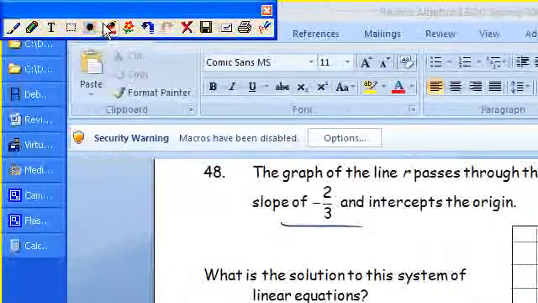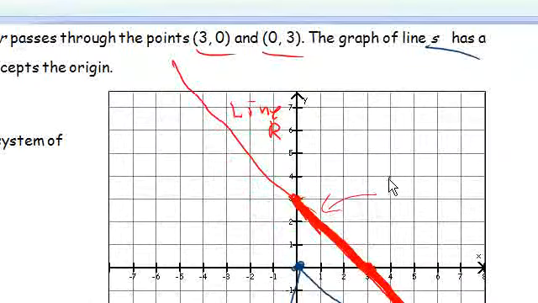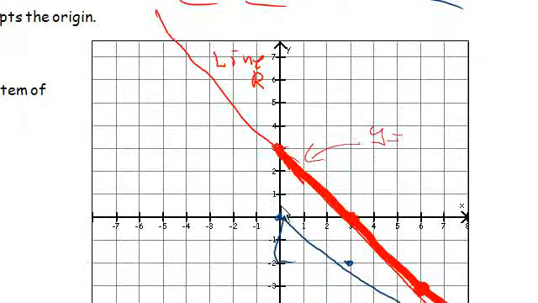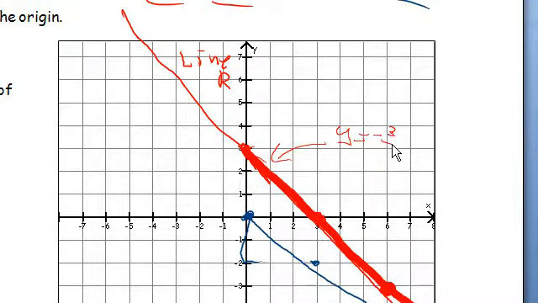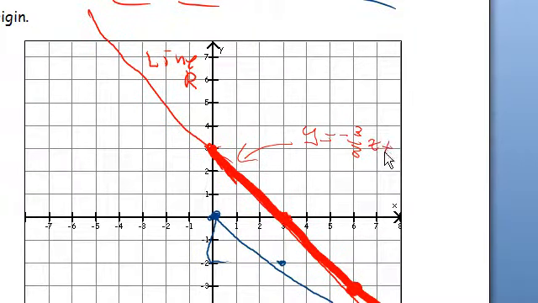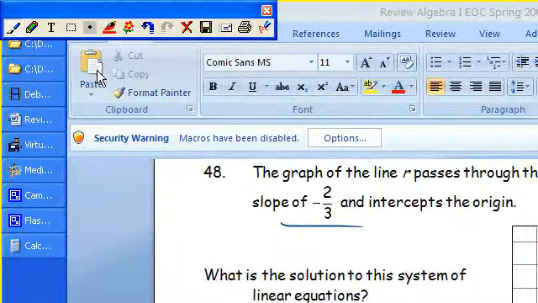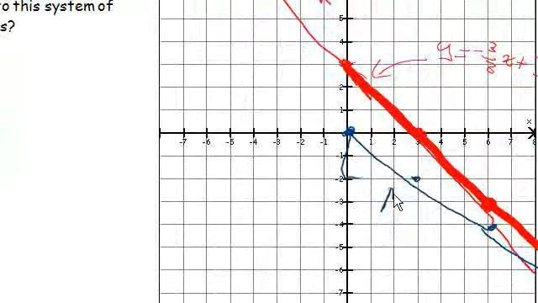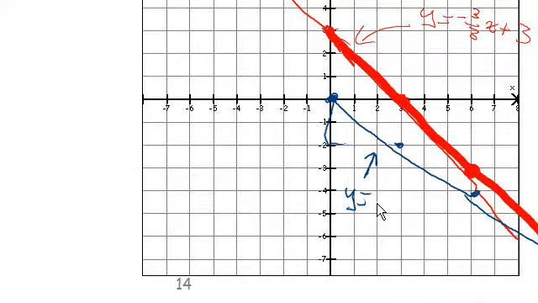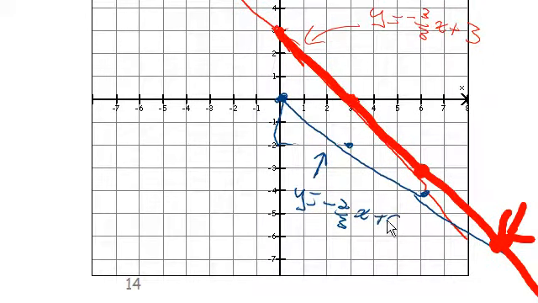Here's a cool way that we can use the calculator to assist us on this problem. So line R, the equation of this line would be y equals, the y-intercept is 3, the slope is down 3 over 3, so negative 3 over 3, x plus 3. And the slope of our blue line here was, well, it had y equals a slope of negative 2/3, like the problem said, plus a y-intercept of 0.